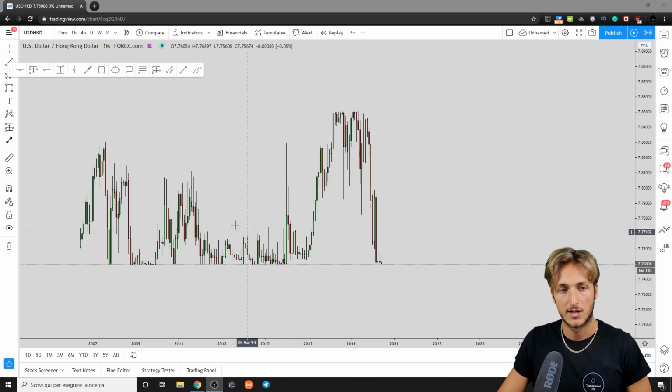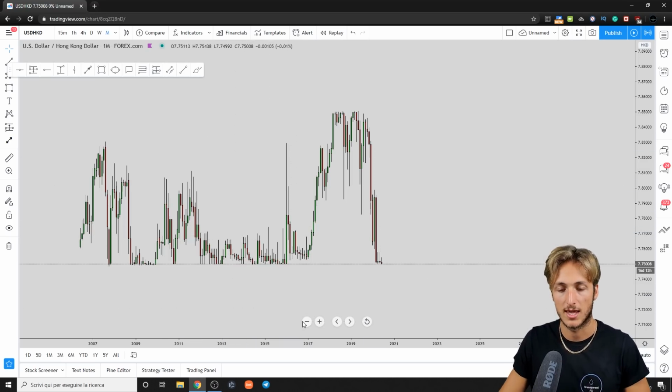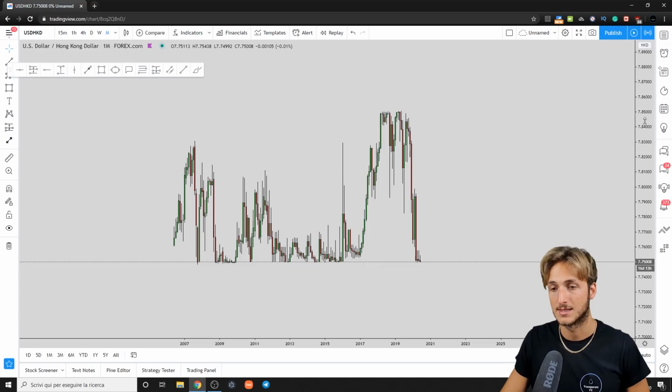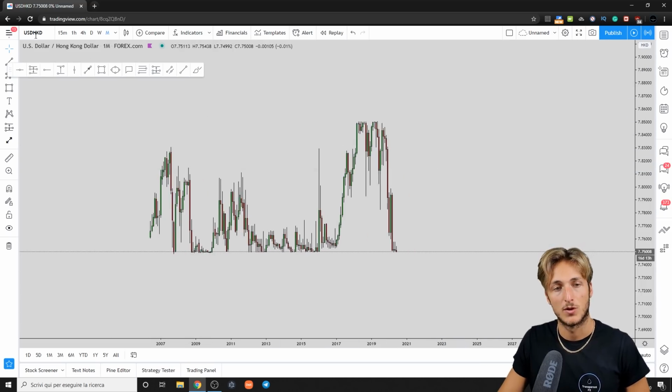So the first pair is USD HKD, which is an exotic pair. But just because it is an exotic pair doesn't mean that you can't be looking for a very good probability setup on this pair. Now here we are on the monthly time frame, okay?